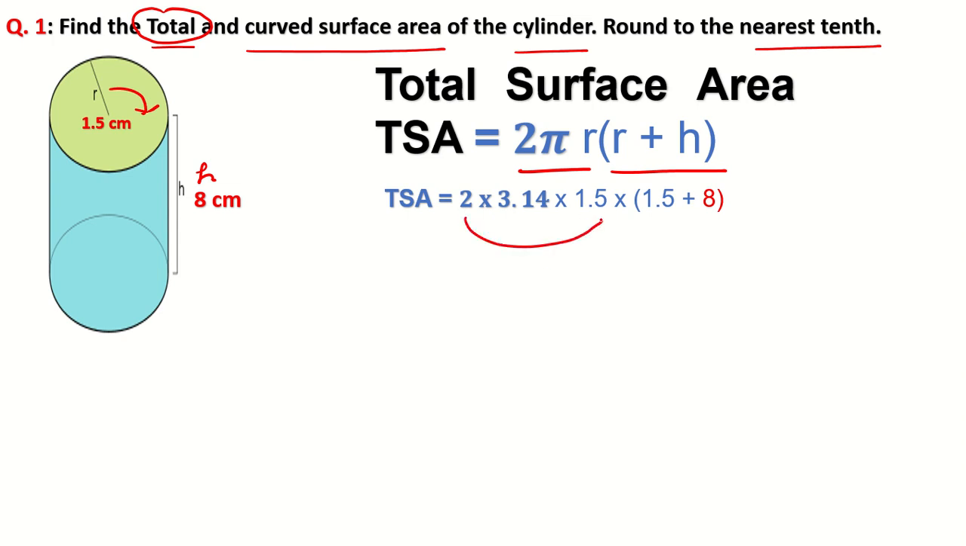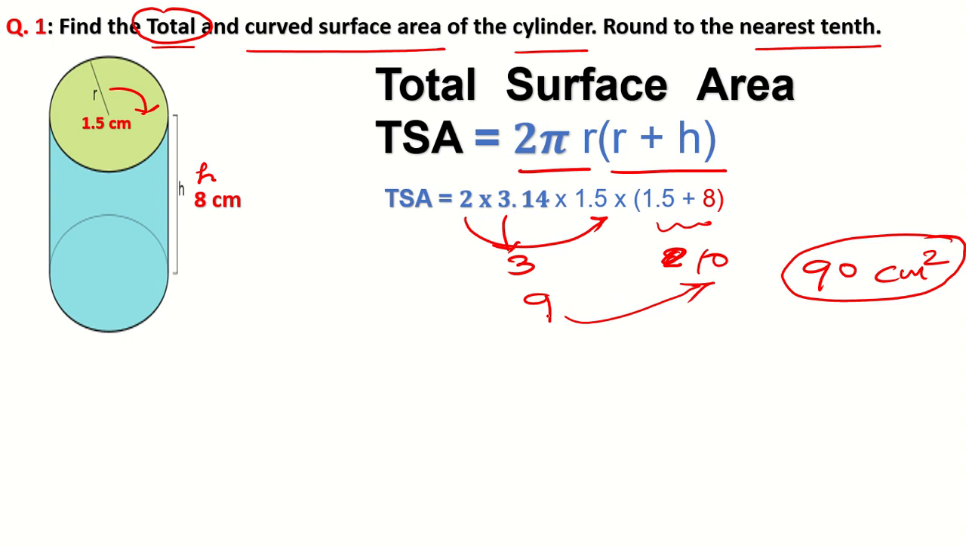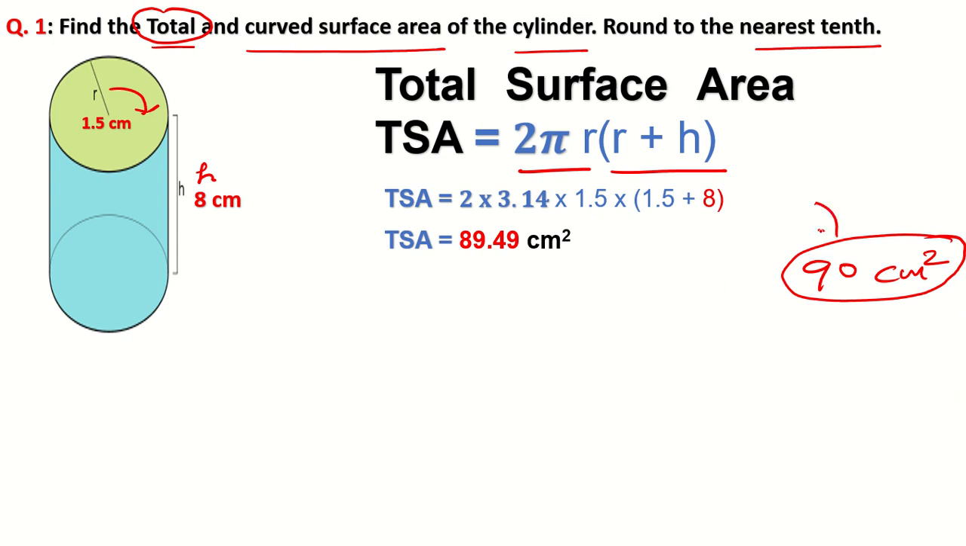So how will you do it? See, 2 times 1.5 is 3. 3 times 3 is 9. And here what will you get? 1.5 plus 8, approximately it will be 10. So 9 times 10 will be approximately 90 centimeter square. Like this, you can approximate the value. But again, I'm telling you, make sure that the answers are not too close to each other. Here you can see with the help of the calculator, I am getting 89.49, and you can see it's very close to this answer. So without the calculator also, you can get the answer if it is a multiple choice question and it is not too close.